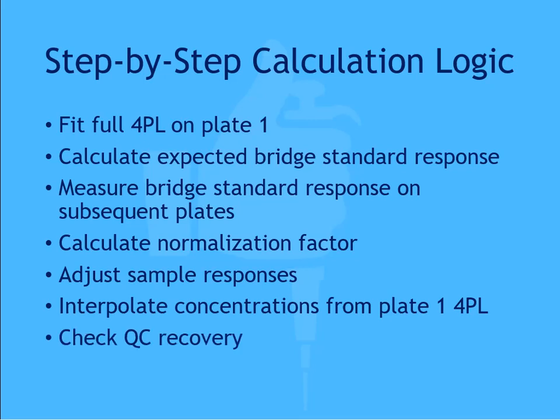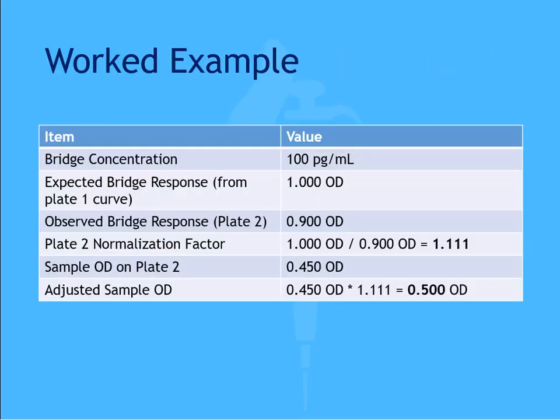And finally, the QC on the plate is calculated in the same way, comparing the obtained QC concentrations from the subsequent plates to the QC concentration on the first plate. If the QC result meets the predefined acceptance criteria, the plate can be accepted according to the user's protocol. Now let's look at a simple example.